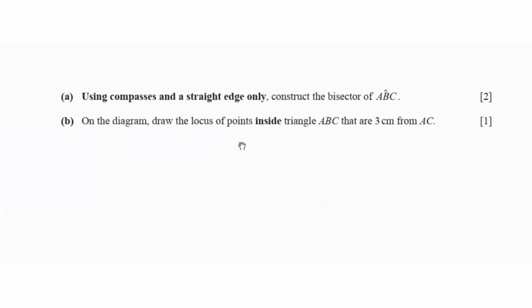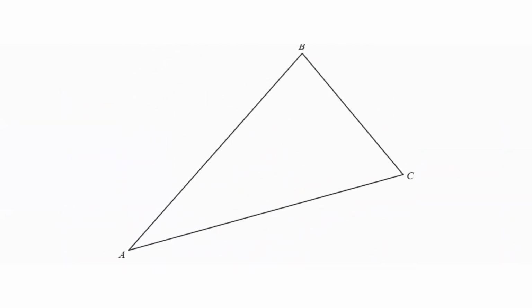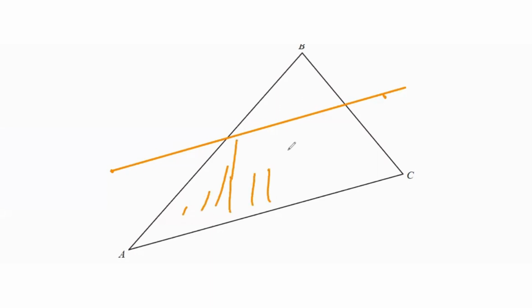Then it says on the diagram, draw the locus of points inside triangle ABC that are 3 centimeters from AC. So if they're 3 centimeters from AC, we'll measure your distance from A and see where 3 centimeters is. Let's say it's over here, and then repeat the same step for point C, and let's say that is over here. You will connect those 2 points, and basically this is the area where your points are 3 centimeters away from the line AC and inside the triangle.